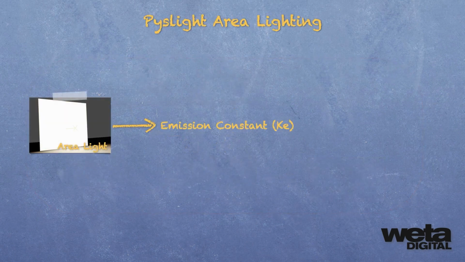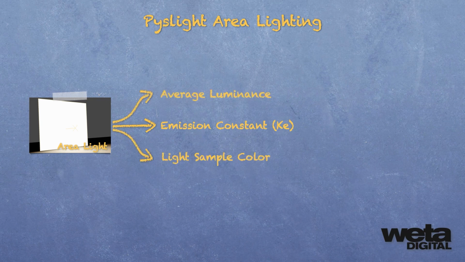For PhysLight and area lights, we want to extract out information that we can pass to our core lighting pipeline. So, during pre-processing, we calculate a number of values, and the first of those is the emission constant for the area light. If the area light is textured, then we also calculate the average luminance, which will be used to scale the emission constant. And finally, we take a number of light samples on the surface of the light for our VPL lighting.